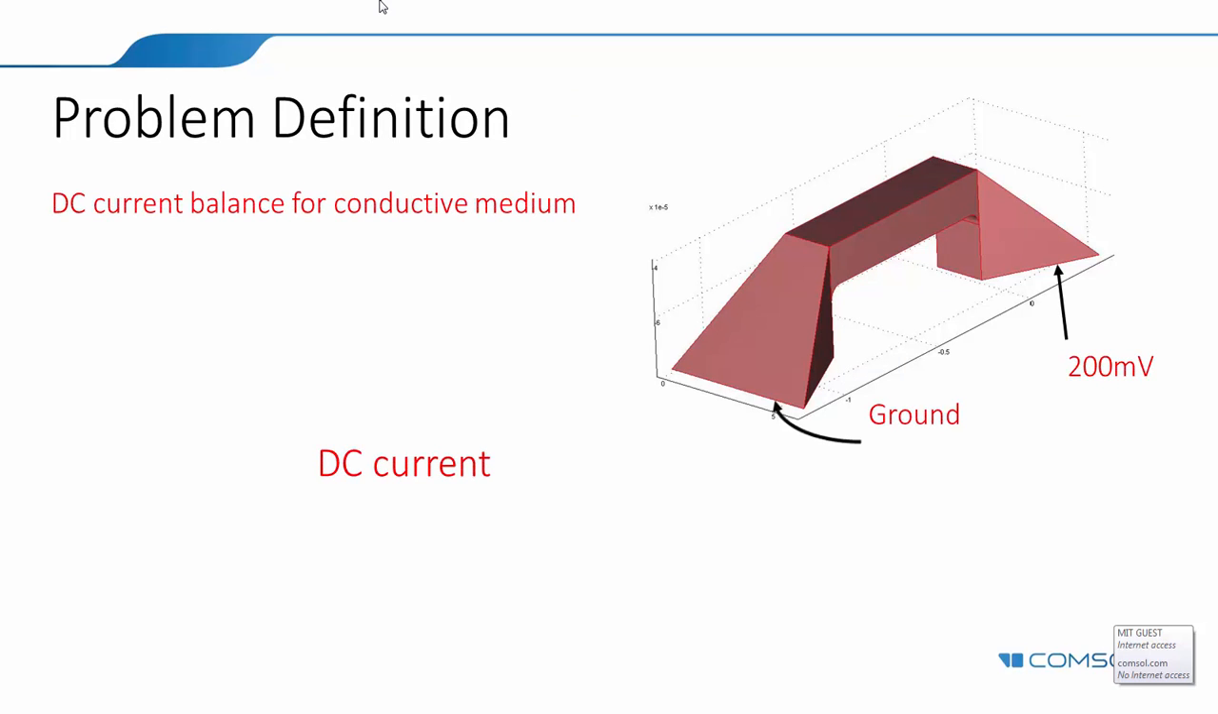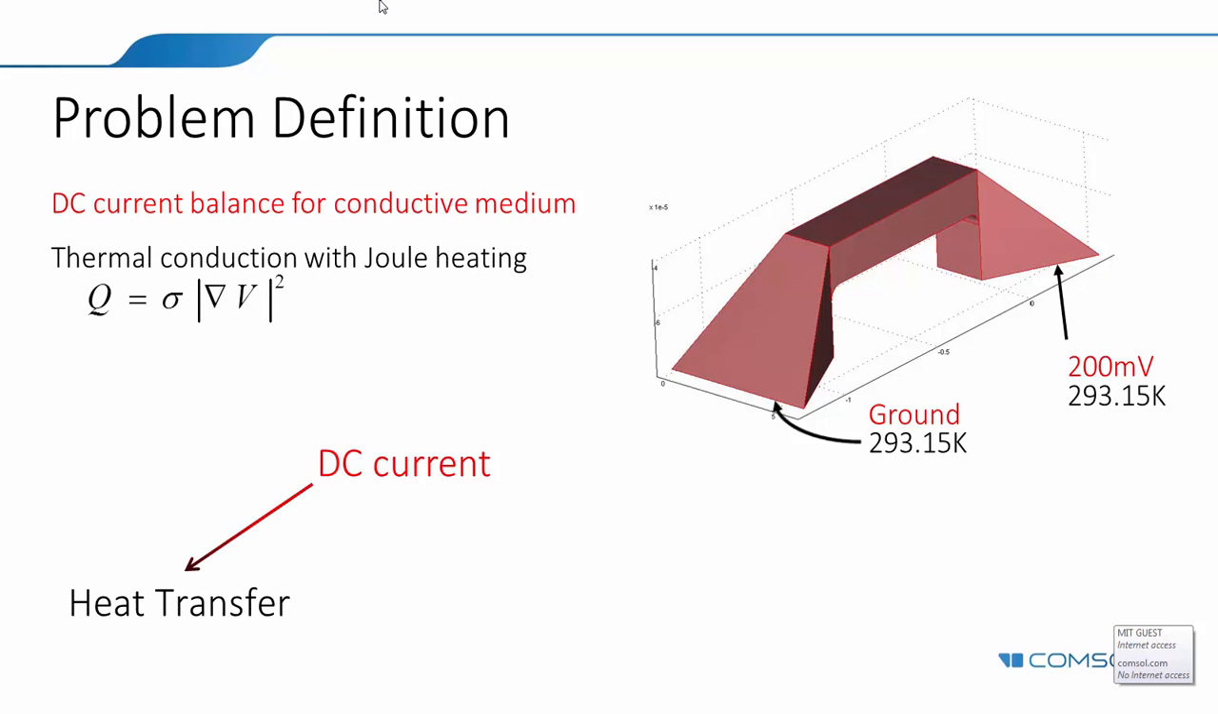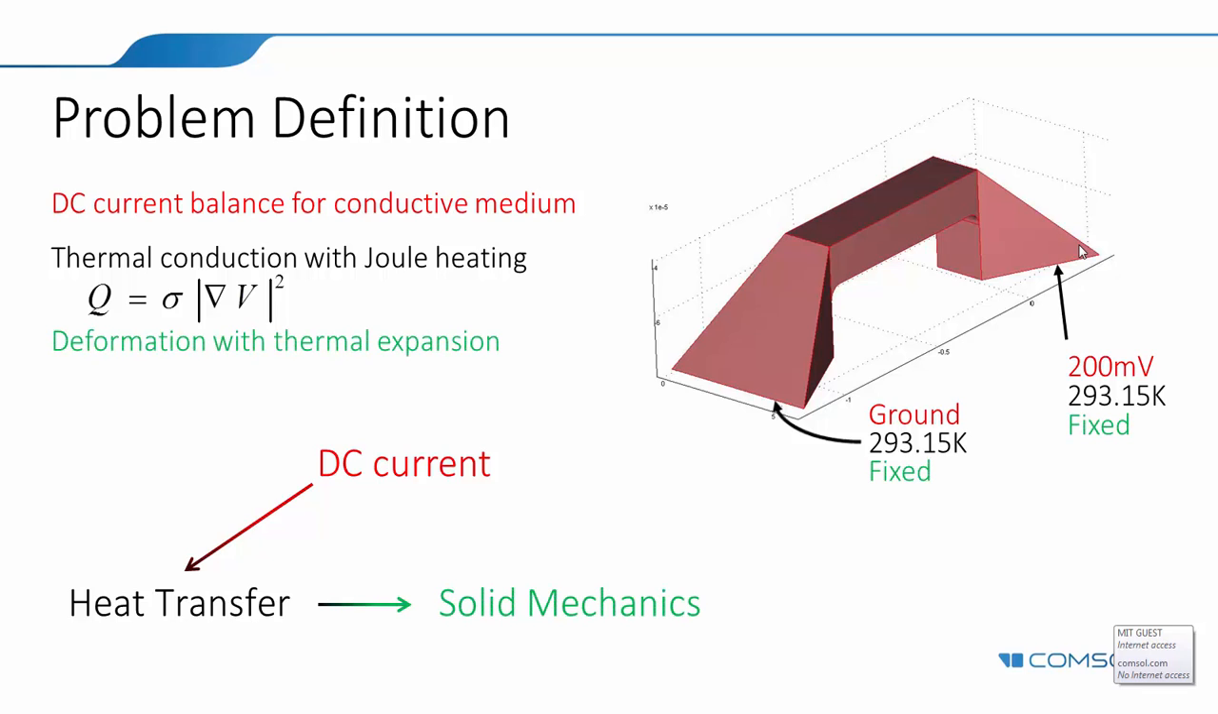The problem definition here: we have the first physics, which is the electric currents simulation, DC current through conductive media. And the second physics is the thermal conduction with the joule heating as the heat source. So it's a purely conductive problem. For the boundary conditions, we'll glue the 2 feet on a huge heat sink, so the temperature remains unchanged at 293.15. And for the rest of the surfaces, we assume they are adjacent to dry air, so they are subjected to convective cooling. And then the third physics is a solid mechanics problem with the thermal stress.